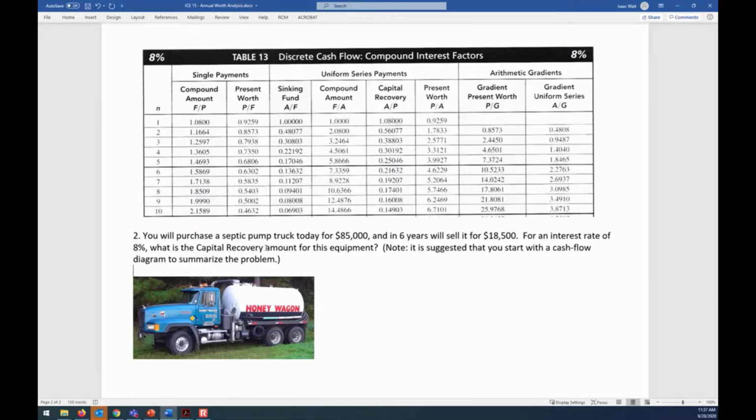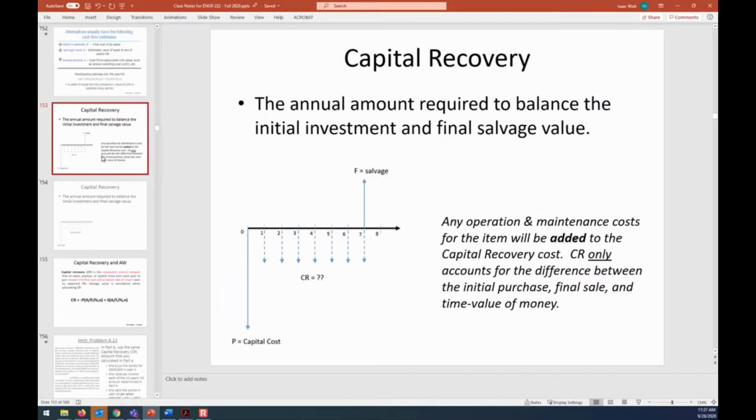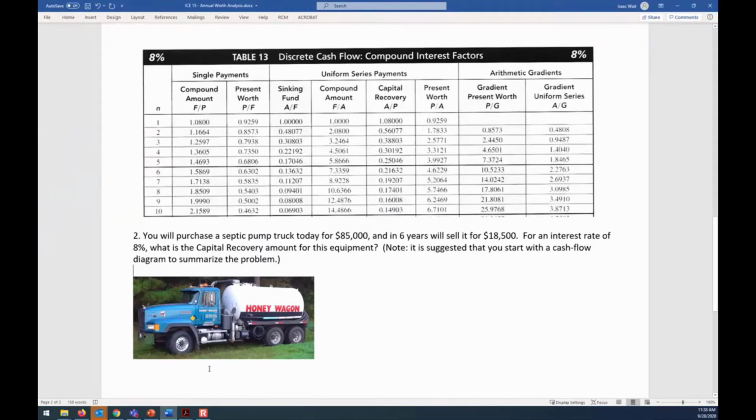So find out how much you would need each year in revenue. And so this is a problem that looks like that. Very similar, slightly different because of the time frame, but put the actual amounts into your cash flow diagram, and then we're solving for A. And feel free to put your guess for the capital recovery into the chat box as you're working through the calculations.